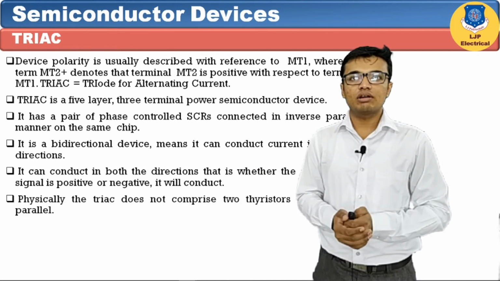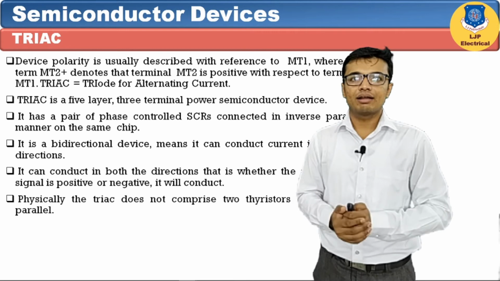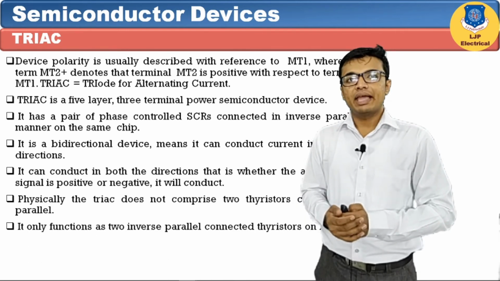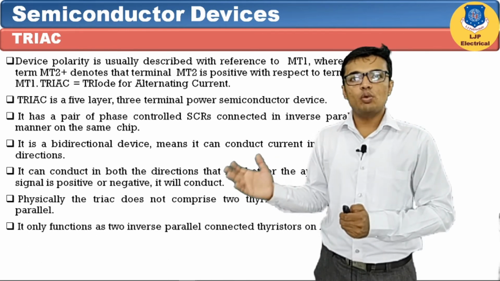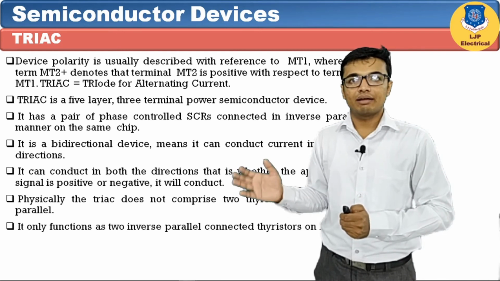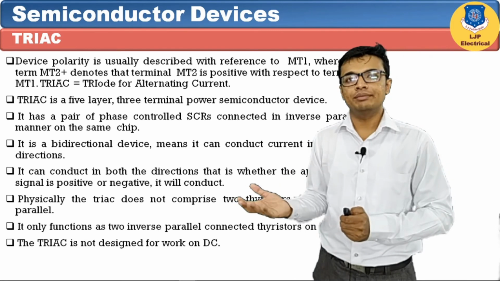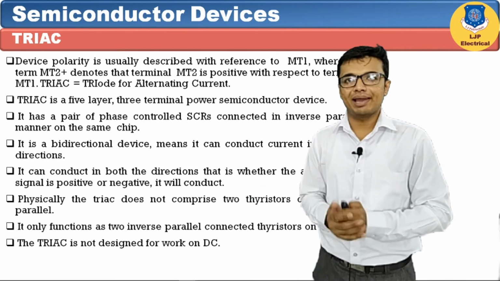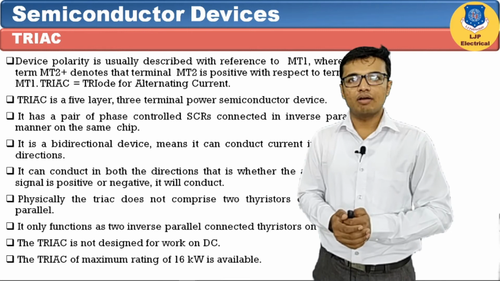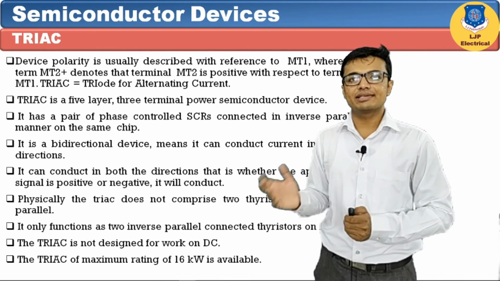Physically, a triac is not comprised of two SCRs connected in parallel, but it functions as two inverse parallel connected SCRs on an AC supply, and it operates only on AC supply. It is not designed for DC supply. Generally, the maximum rating of a triac is in the range of 16 kW.